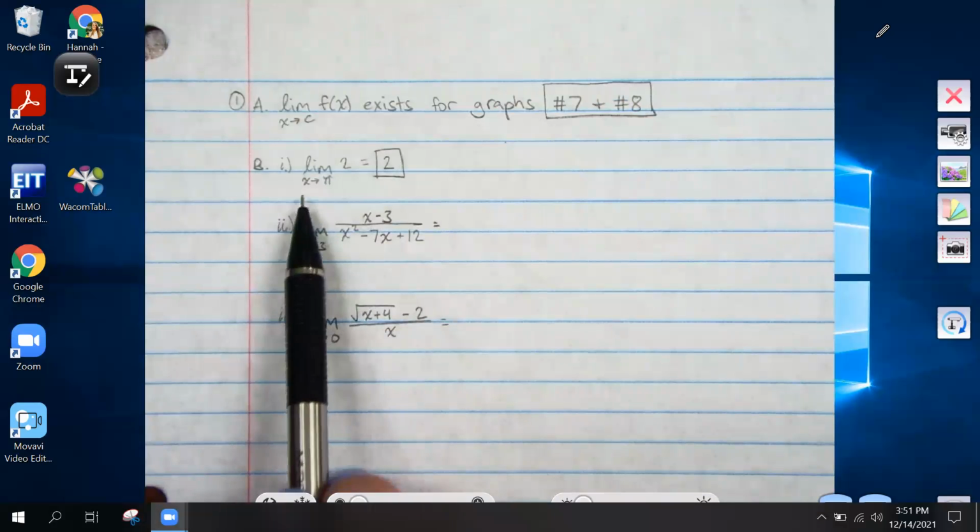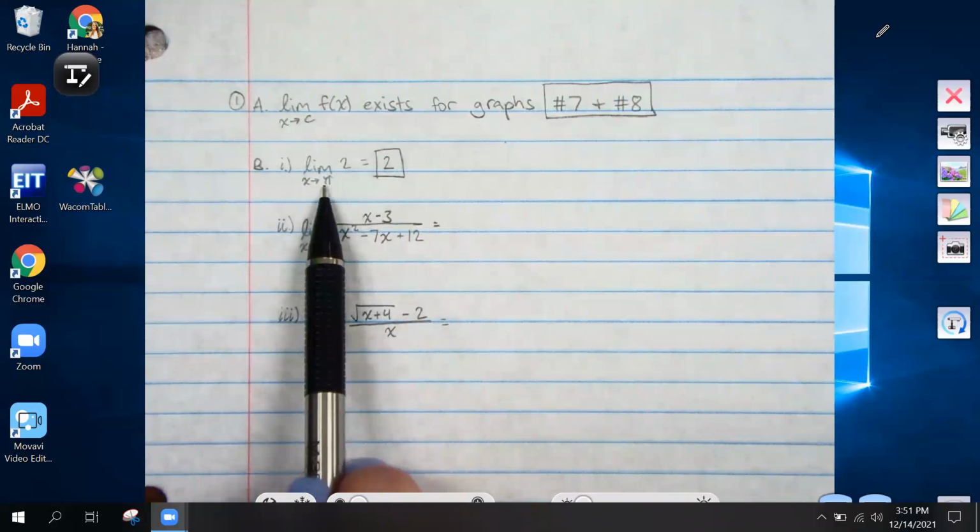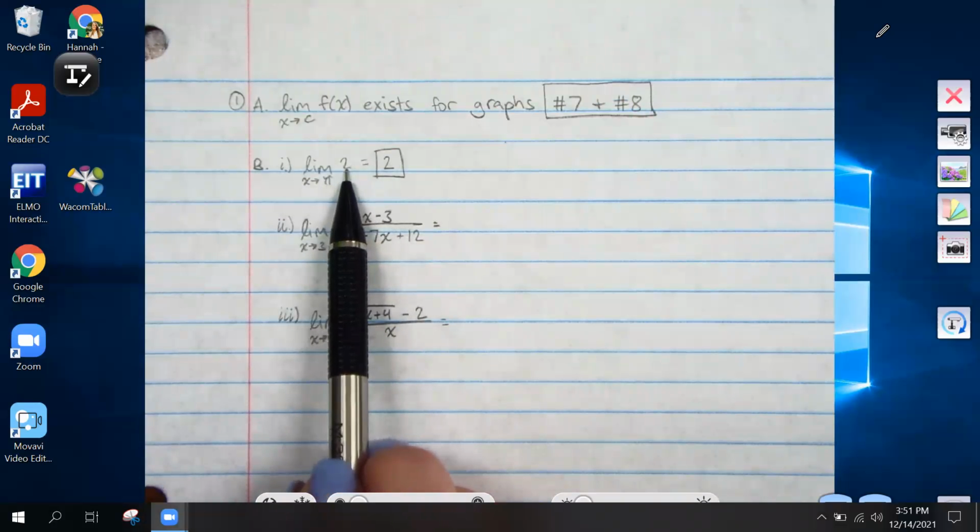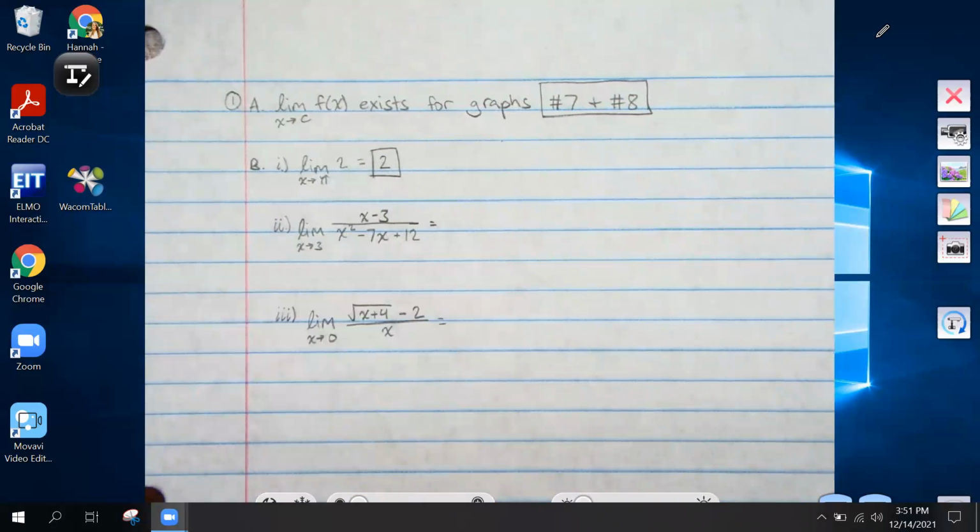So it doesn't matter what x is approaching here. It doesn't matter what number this is. If this is a constant, then the limit is equal to that constant.